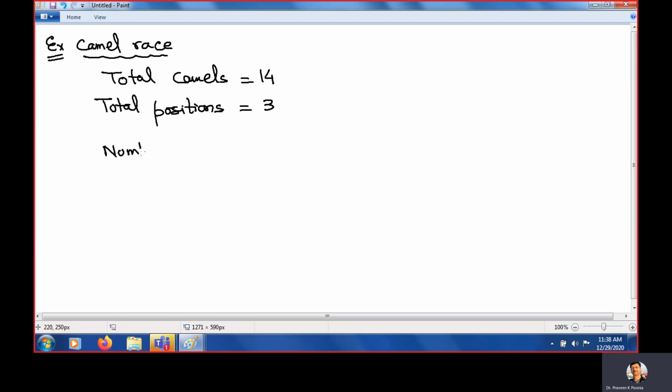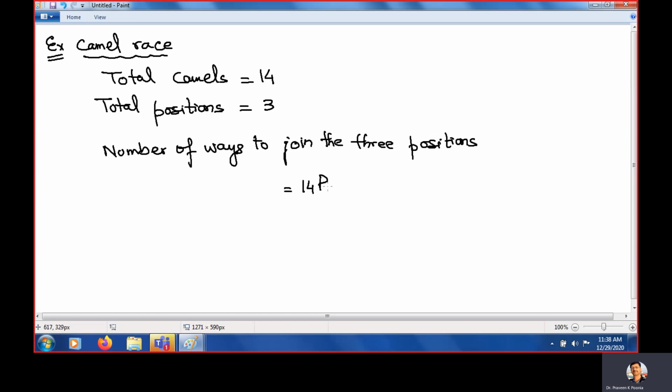So number of ways to fill the 3 positions is equal to 14p3. And 14p3 means, what is the formula? It is factorial n upon factorial n minus r. So it is factorial 14 upon factorial 14 minus 3. Clear?